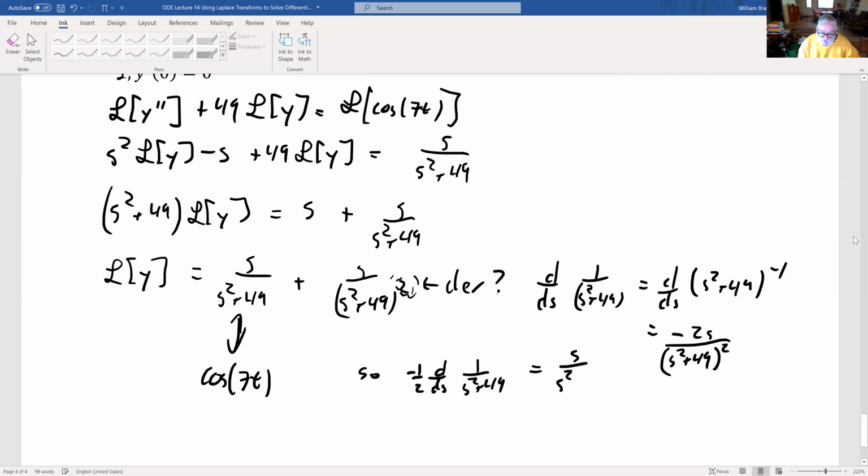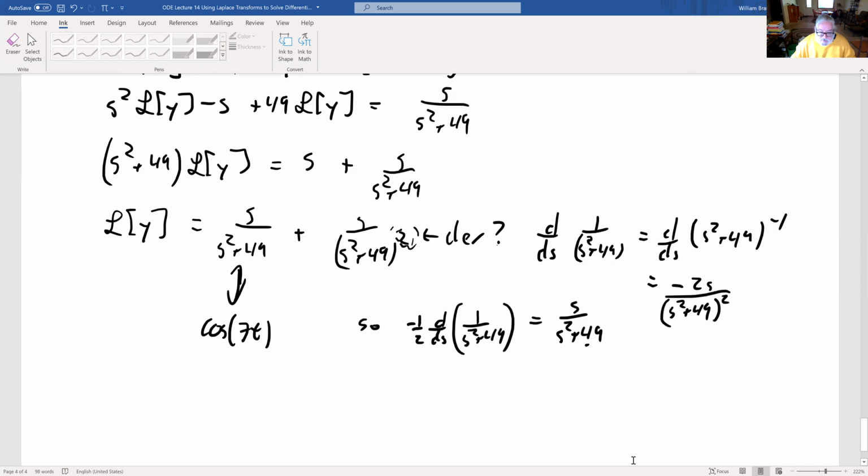The thing I've got is minus 1/2 the derivative of 1 over s squared plus 49 is s over s squared plus 49. So is this the Laplace transform of something I recognize? Almost, right? If there was a 7 in the top, it would be the Laplace transform of sine of 7t. But constants are easy to deal with. I will just multiply top and bottom by 7.